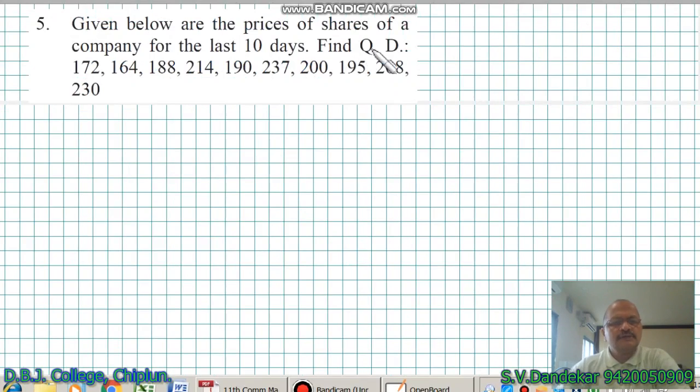Let us solve this fifth problem also, since it needs somewhat calculation. Given below are the prices of shares of a company for last 10 days. Find quartile deviation. 172, 164, 188, 214, 190, 237, 200, 195, 208 and 230. Let us arrange the data in ascending order.